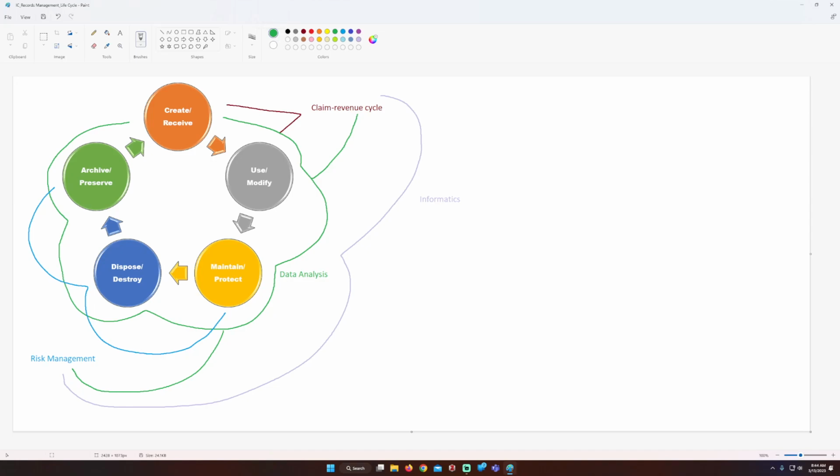So those are essentially the 4 primary stages of the health information management cycle.